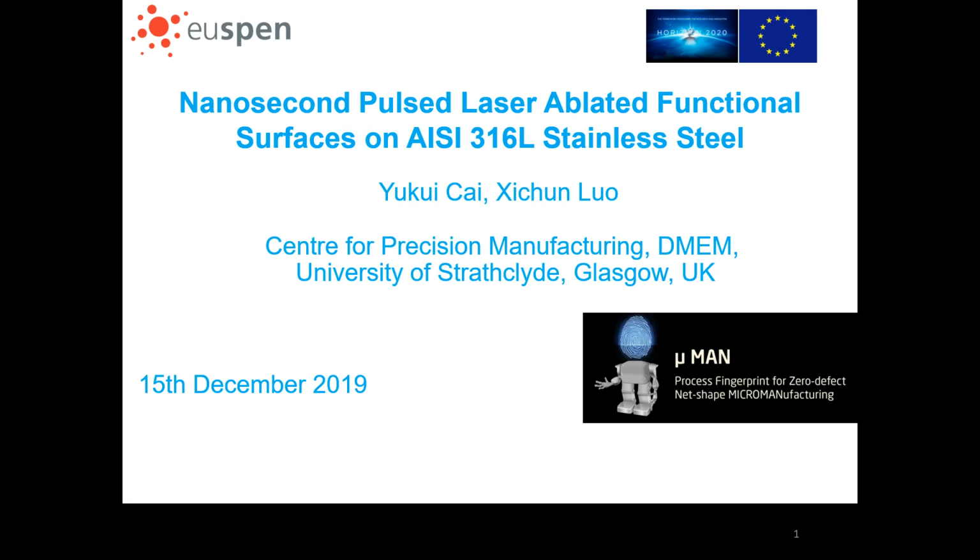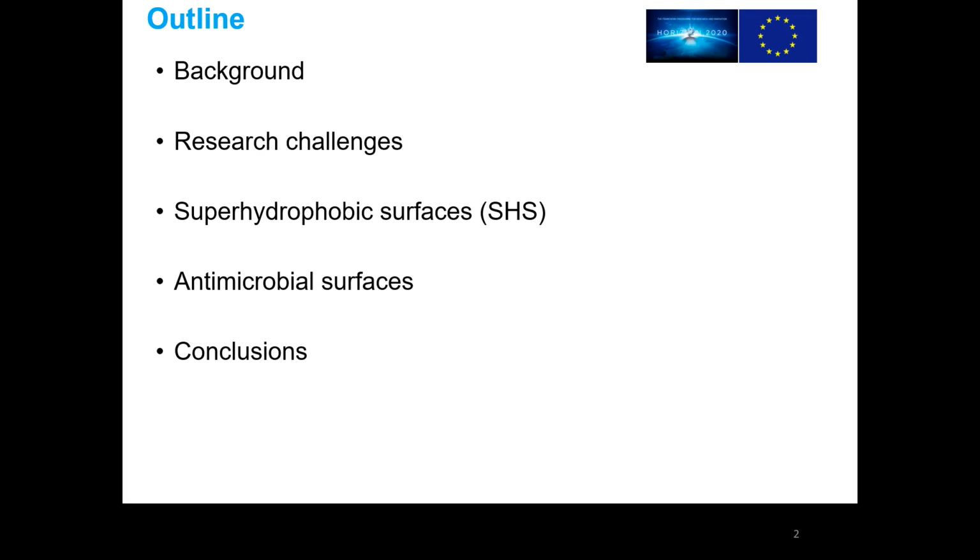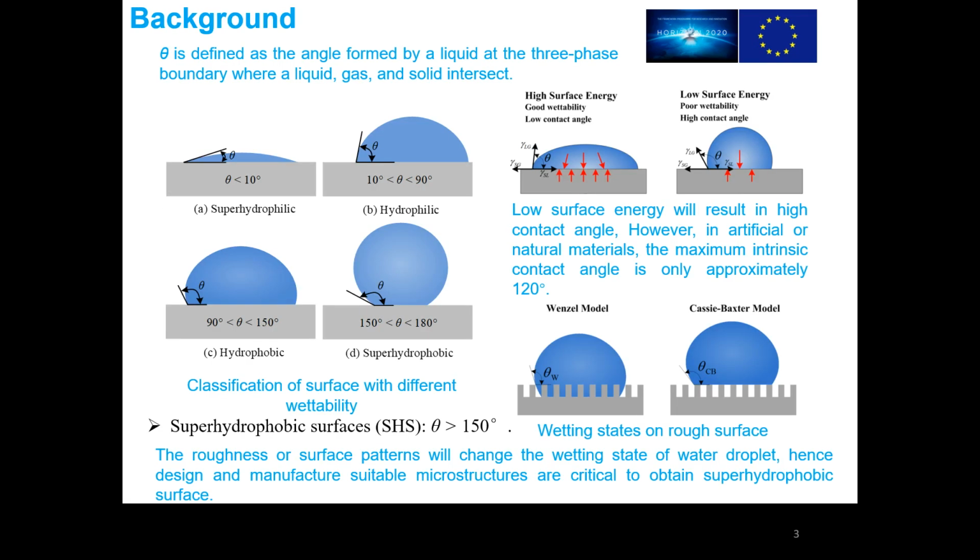Today, I would like to introduce my research during the Microman project. My presentation title is Nanosecond laser ablated functional surface on AISI 316L stainless steel. I will introduce the background, research challenges, two kinds of functional surfaces, superhydrophobic surface and antimicrobial surface, and the conclusions. Superhydrophobic surface means the surface has a contact angle larger than 150 degrees.